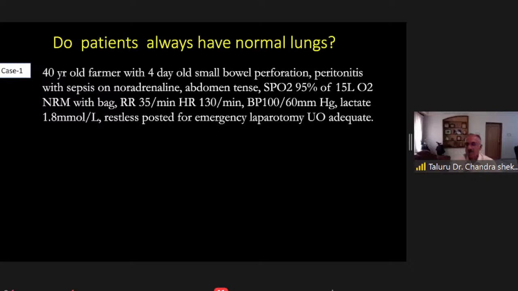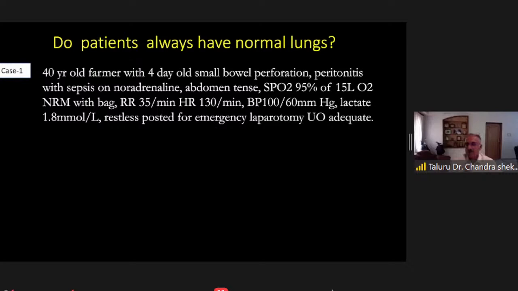First you get PIP. To get plateau pressure, what is the maneuver we do? Can anybody type in the chat box? It has to be in a volume controlled mode. The patient has to be paralyzed. And the maneuver that we do is what? Yeah, inspiratory hold. Somebody has typed. I'm happy that you understand that.